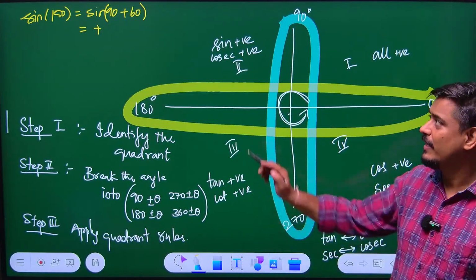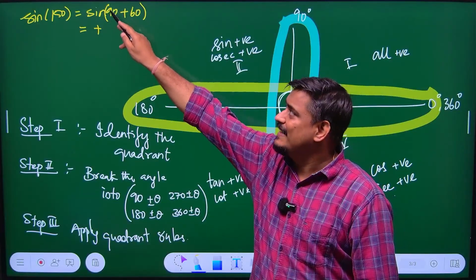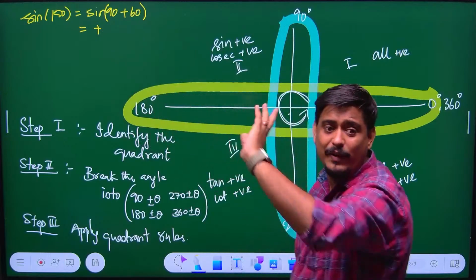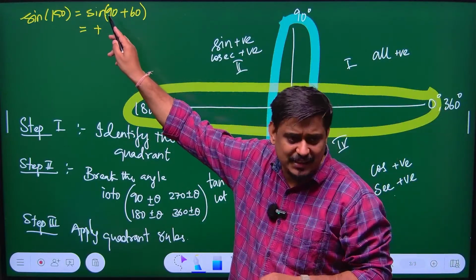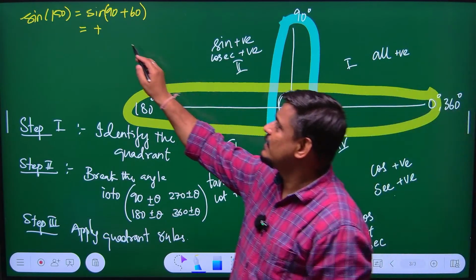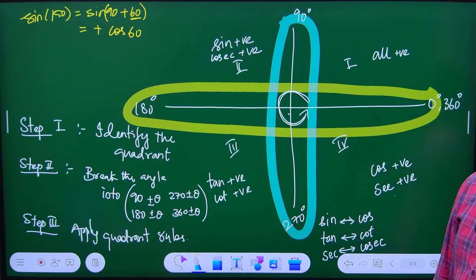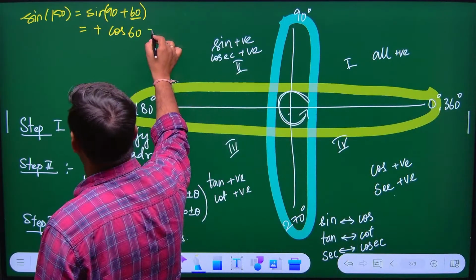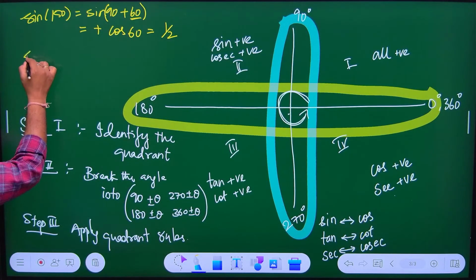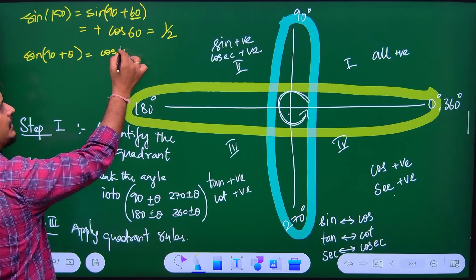Check whether it is the 90, 270 line or the 180, 360 line. 90 is this line only, no? So what is coming here? 90 is coming here. If it is 90, it will change sine to cos. So the answer is plus cos theta, which is cos 60 degree. What is the value of cos 60? 1 by 2. Answer is 1 by 2. It means sine 90 plus theta is equal to cos theta.